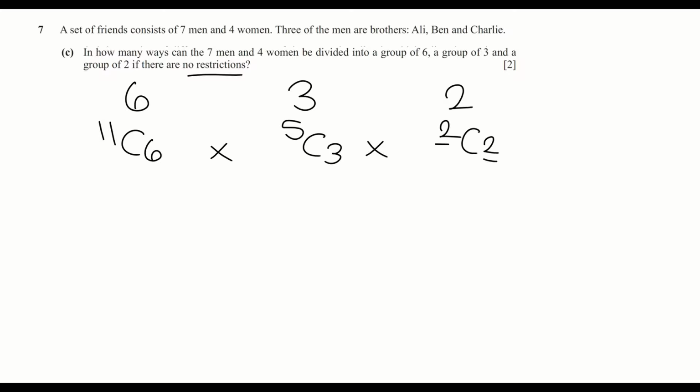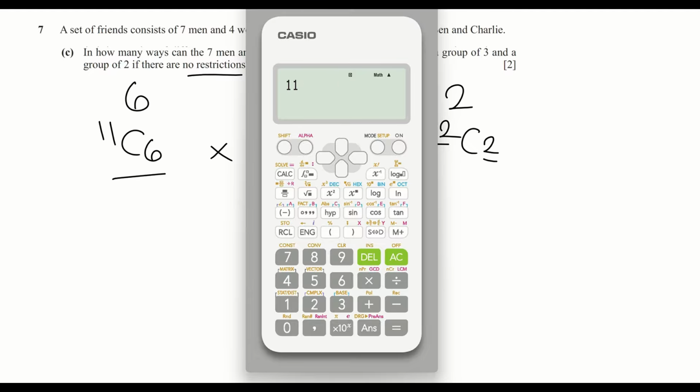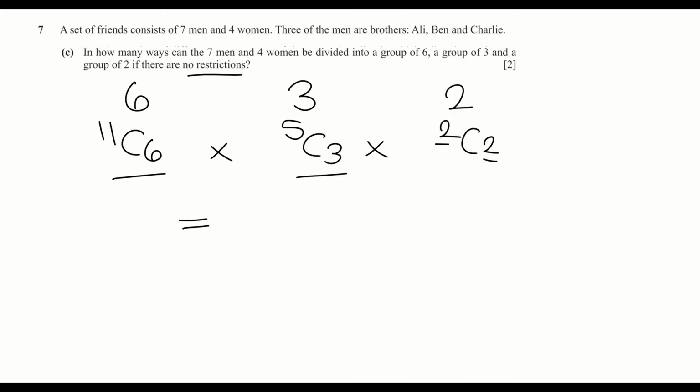So to find the number of combinations, all I need to do now is multiply 11C6 by 5C3. So I can take my calculator, say 11C6 multiplied by 5C3 is equal to 4,620. This is the total number of combinations. And now we can move on to part D.